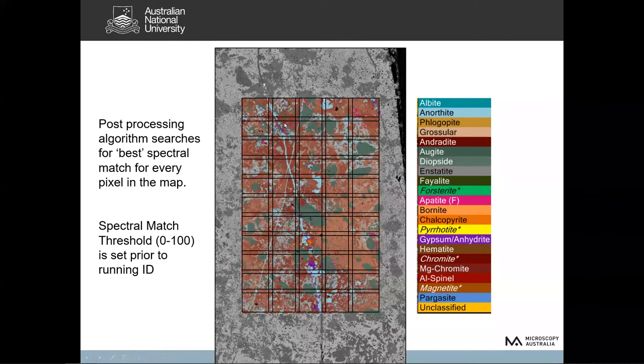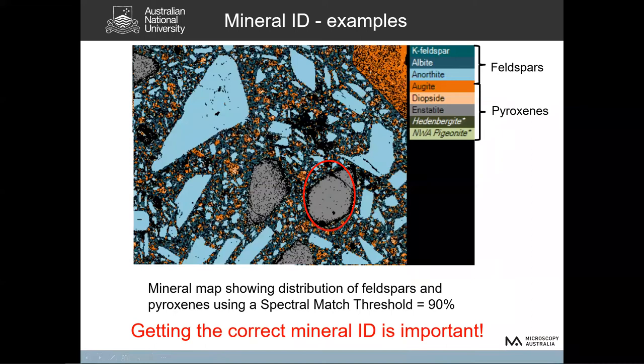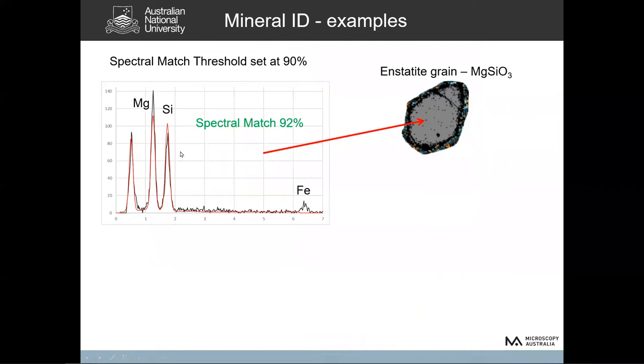I want to cover some potential problems that you may have in your map, which you may not be aware of. So this is an example where I want you to concentrate on the grain that I've highlighted in the red there, where I appear to have quite a good match. Here's the grain again, and I've got a match of 92%, so it's above my 90% threshold. But if you have a careful look at the spectrum that it's matching with, you can see that the magnesium to silicon ratio seems to be a little bit off, and in fact, it's completely ignoring iron, but yet you still get a 92% match.